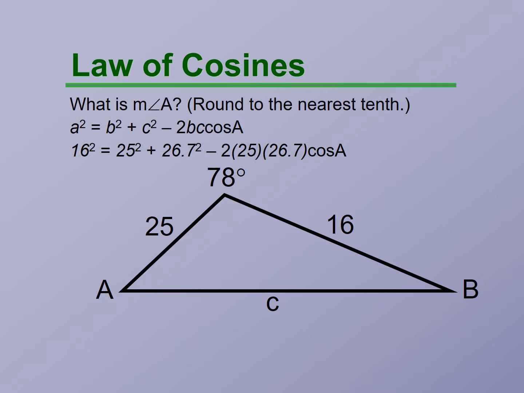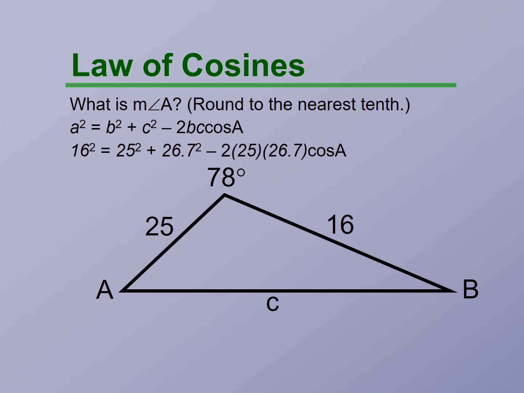So I'll plug in the information that I know. Remember, side A is across from angle A, so that's 16. And I'm going to square it, 16 squared. And side B is across from angle B, which is 25, so it'll be 25 squared there. And side C, we solved for that in the previous slide, and that was 26.7. So it'll be 26.7 squared. Minus 2 times BC, so 2 times 25 times 26.7, cosine of angle A. And remember, angle A is what we're trying to solve for.